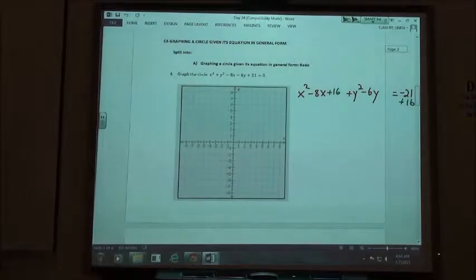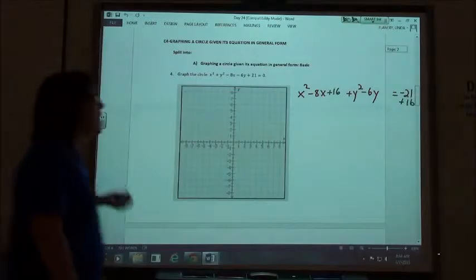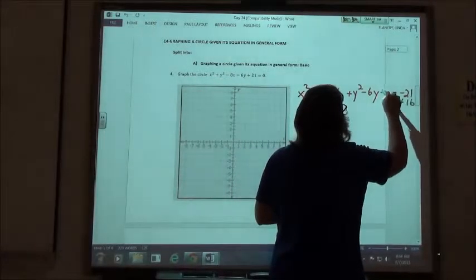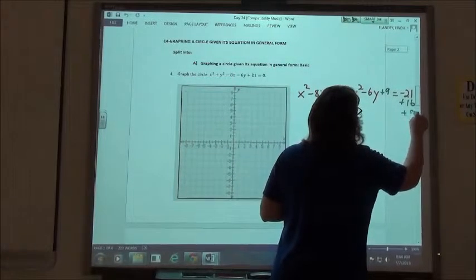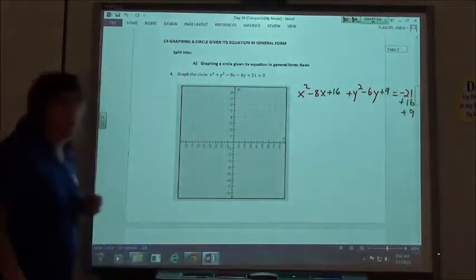Then I'm going to do the same thing with my y's. Half of the negative 6 would be negative 3. A negative 3 squared is a positive 9. So I'm going to add 9 to both sides of my equation.